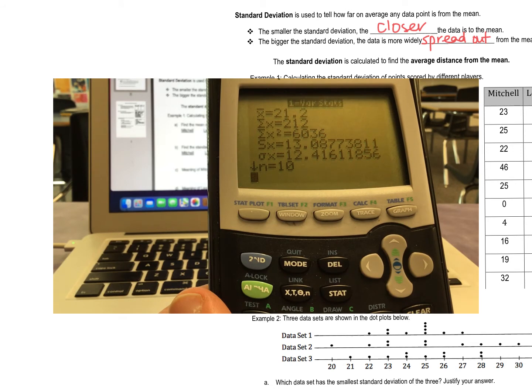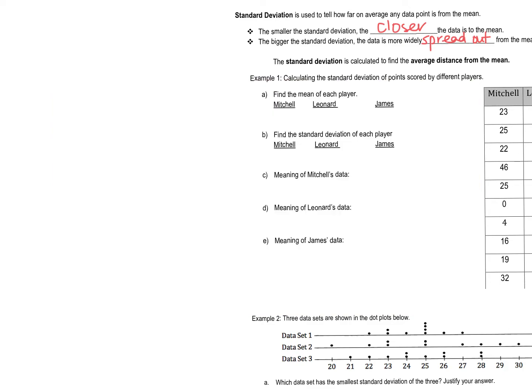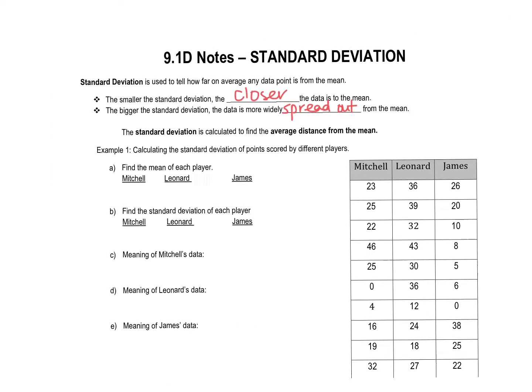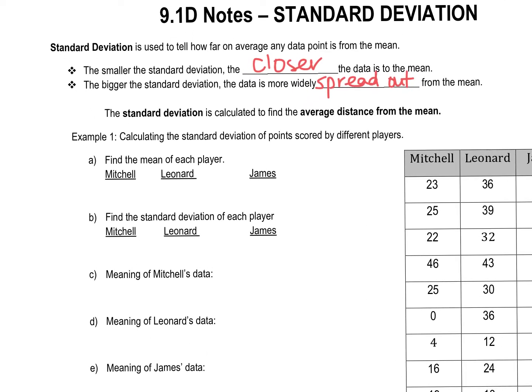Now that we have Mitchell's data, we can add that to our notes. So I'll go ahead and do that. So for Mitchell, his average was 21.2.